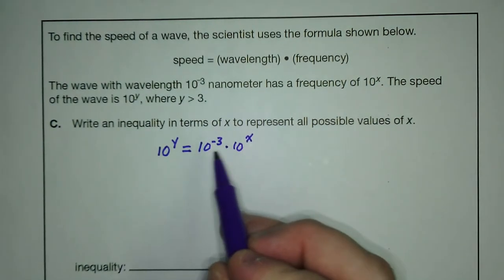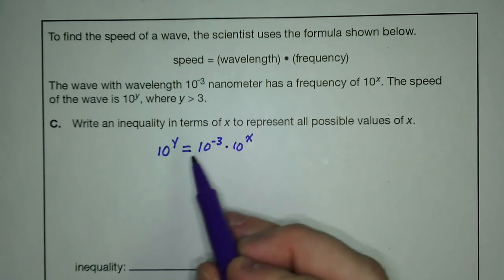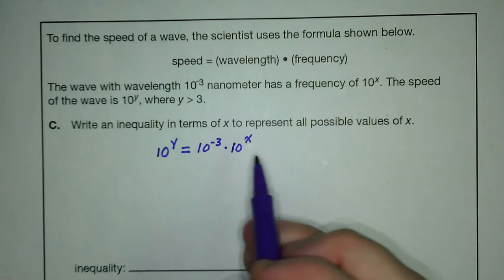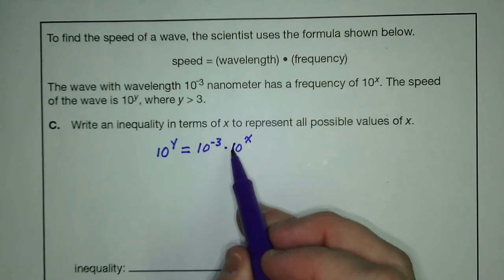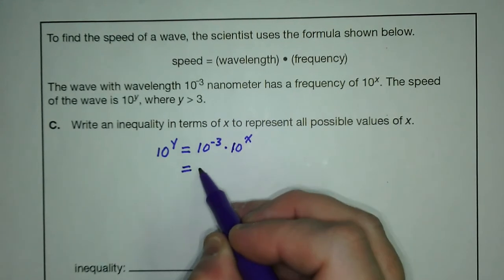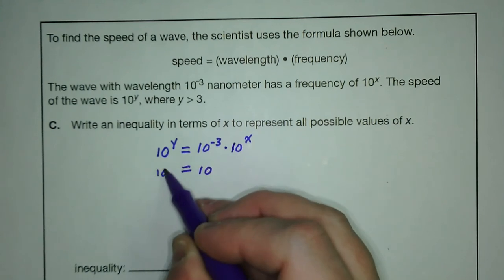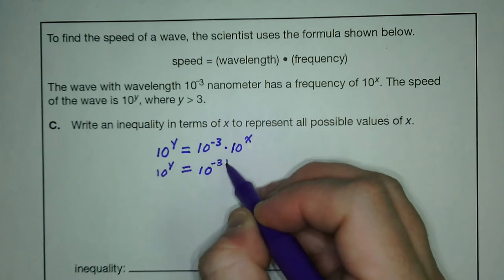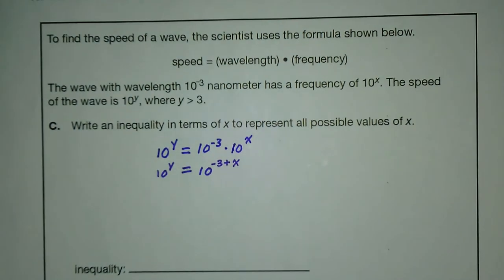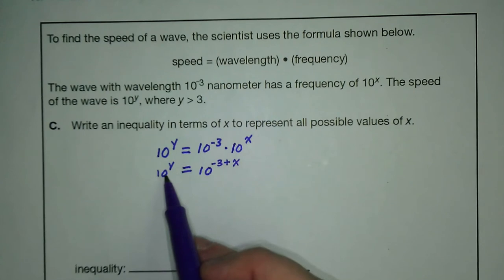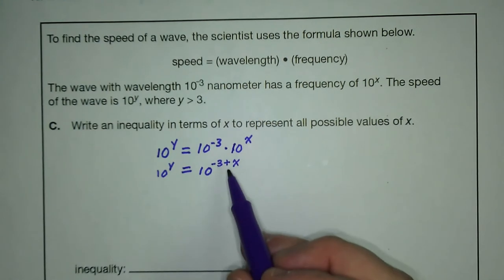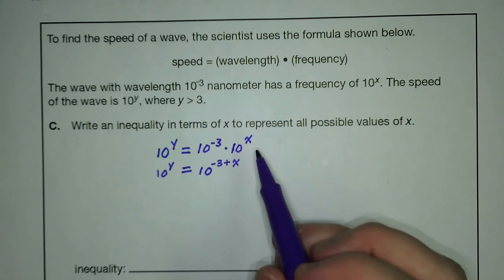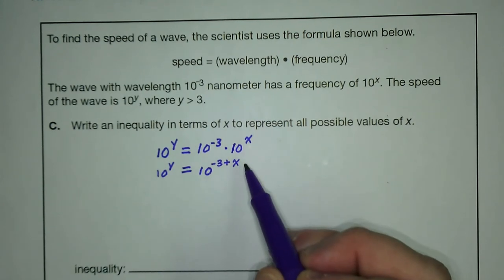So hopefully when you write this down and look at this right side, do you see any math to do? 10 to the negative third times 10 to the x. Don't you add exponents in this situation? So we have negative 3 plus x. Okay? So 10 to the y is going to be equal to 10 to the negative 3 plus x power. So that means y is basically the same as negative 3 plus x.